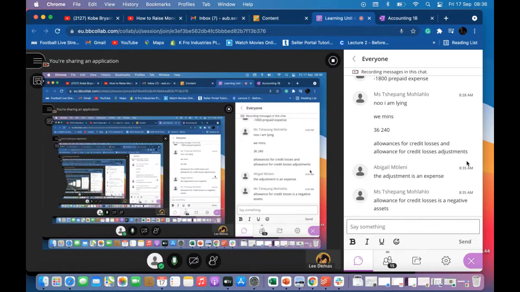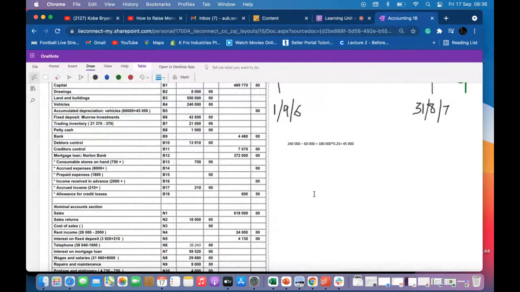Okay, so let's quickly record this now. So we go to allowance for credit losses, as you guys highlighted. That is the negative asset. Okay, and there we've already plugged it in. Can you see?